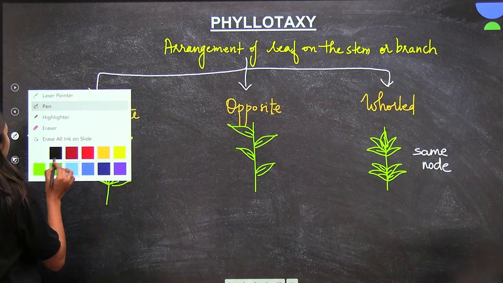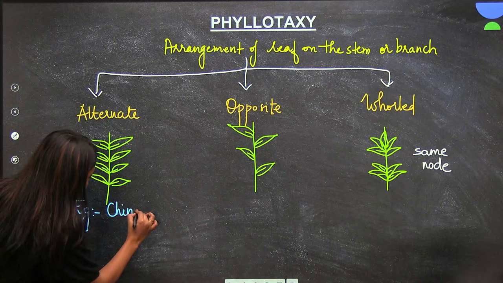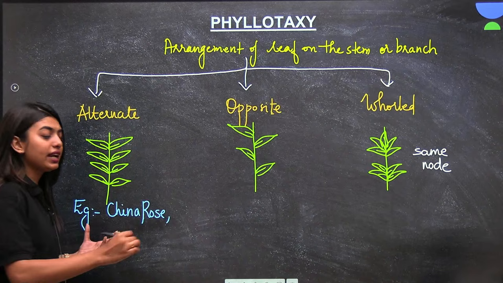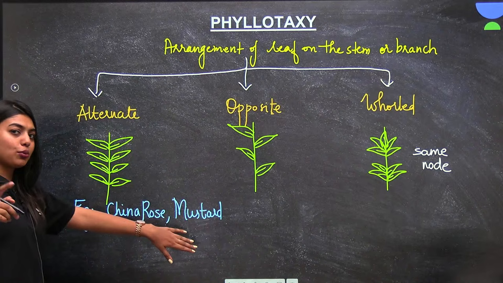So, we will use this there, okay. China rose is an example for alternate, and you can remember mustard. These 2 examples are coming in one more place. So, that time I will use that phonics, okay. Now, if I use only 2 things, I remember, okay, fine.